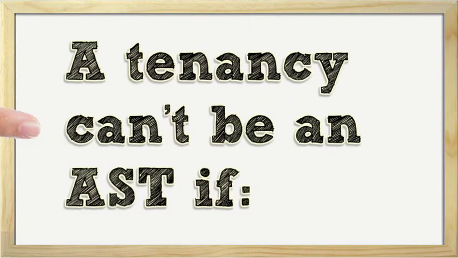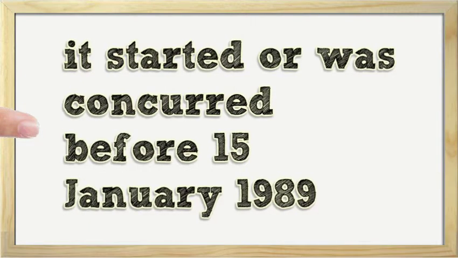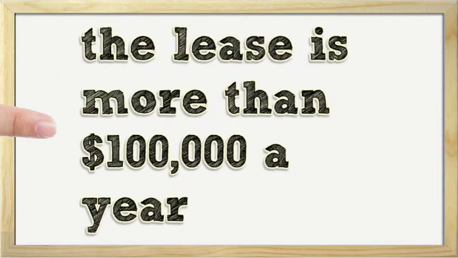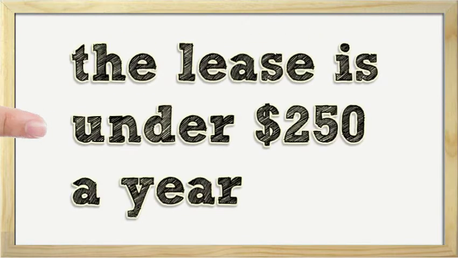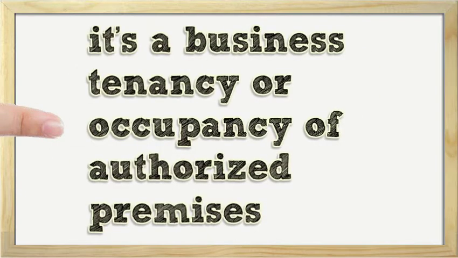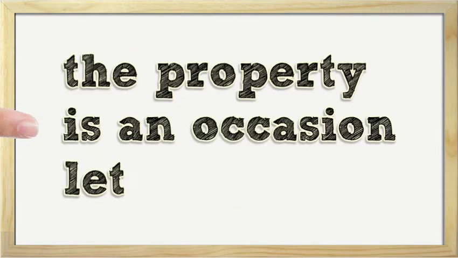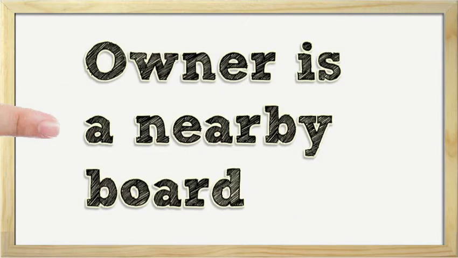A tenancy can't be an AST if it started or was agreed before January 15, 1989. The rent is more than $100,000 a year. The rent is under $250 a year. It's a business tenancy or tenancy of licensed premises. The property is a holiday let. The owner is a local council.